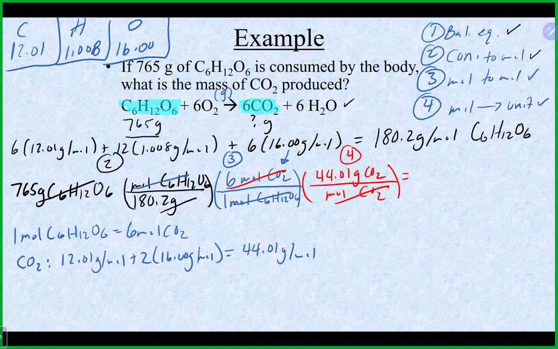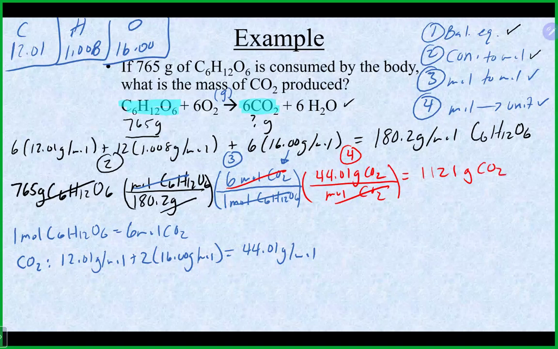As I was mentioning before, you could definitely just do it all in one calculation if you want. If you're more comfortable getting an answer after each step, get an answer at each step. It doesn't matter. Here we're just going to multiply everything on top. So we're going to go 765 times 6 times 44.01, hit equals, divided by 180.2. And we're going to end up with approximately 1,121 grams of CO2.